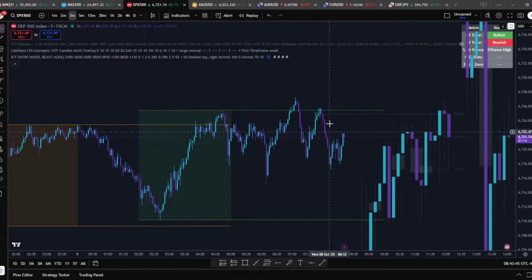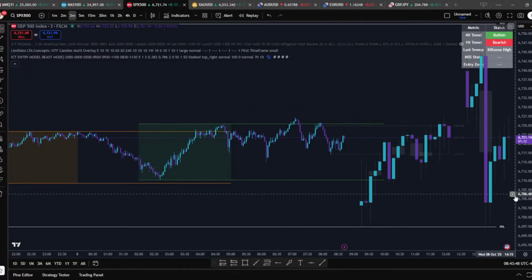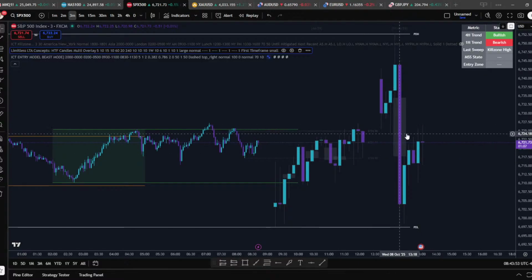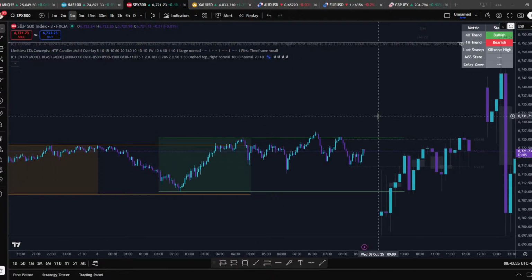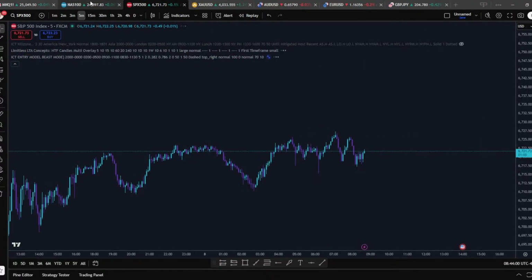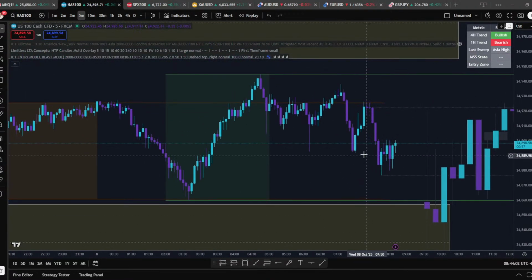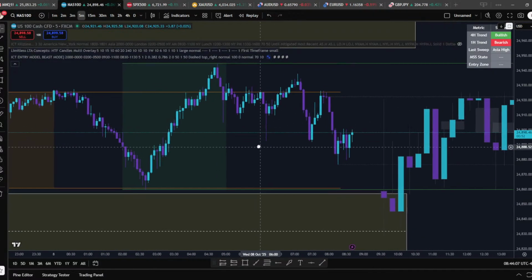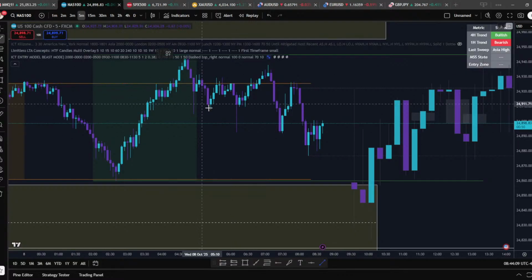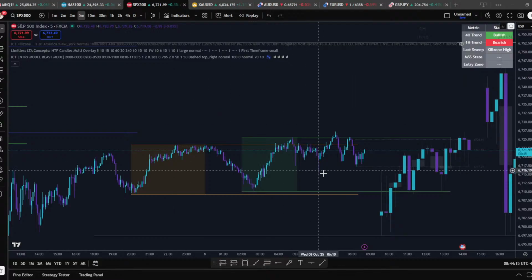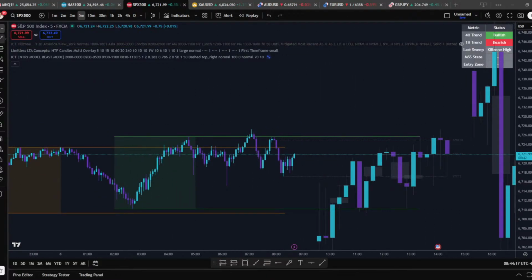SPX is just going sideways. It's basically delivering from a fair value gap. Let's look at NASDAQ. NASDAQ there. Let's look for, okay. So this is interesting, guys. Look at this. There to there. SMT. Okay, from there to there.